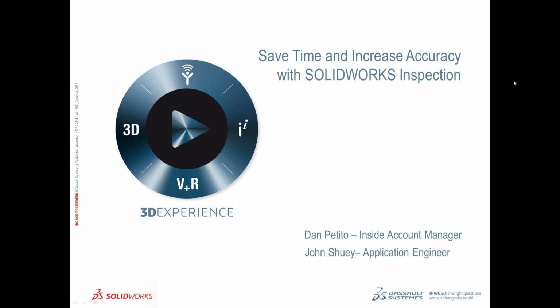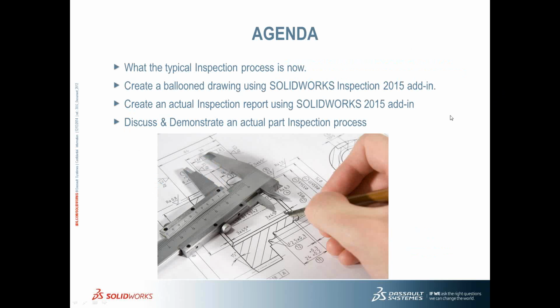And just in terms of the agenda and what we're going to roll through today, a couple things. We're going to walk through what the typical inspection process is now. Those of you involved in performing first article inspection, I'd imagine you're no stranger to that process. Certainly going to match that process up with what the application looks like within SOLIDWORKS Inspection.